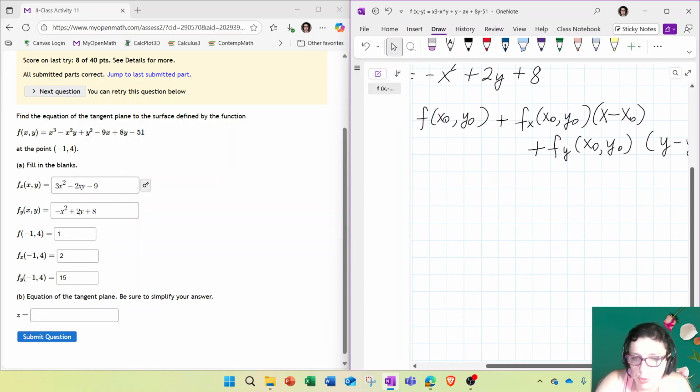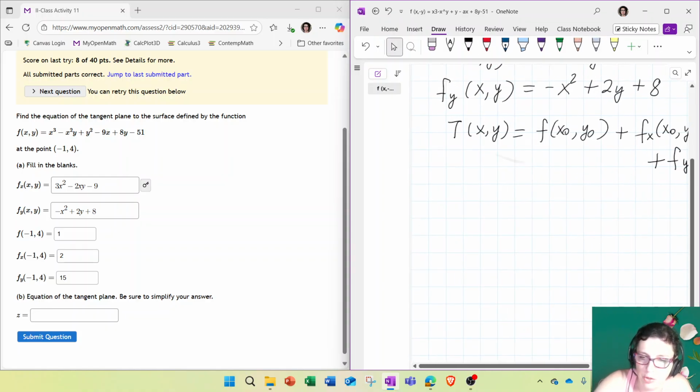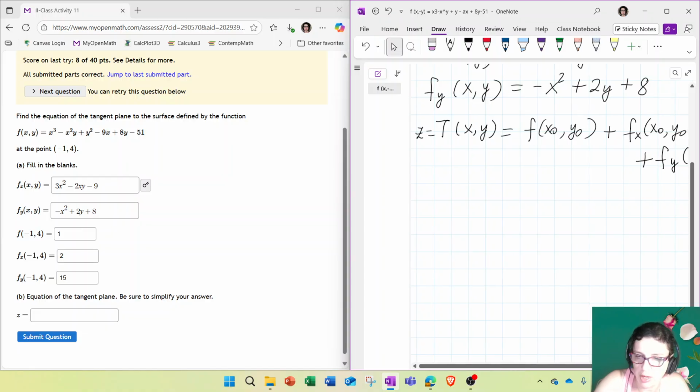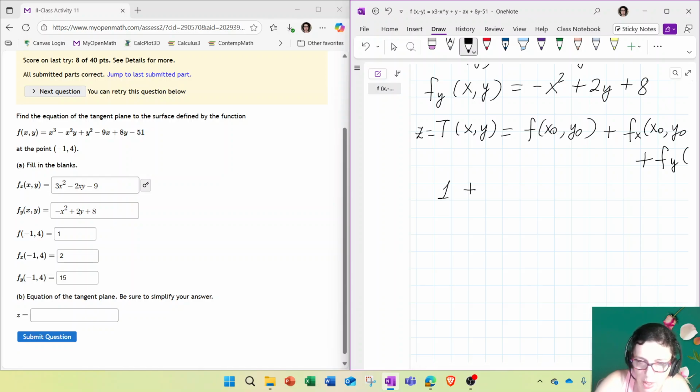And that's also equal to z. So you can say that this is z equals, okay? So this is like z equals that, all right? Because they have z here. Okay, so let's just substitute everything we know. Well, our x0, y0 is negative 1, 4. So we're going to say, okay, that's 1 plus fx, which is 2, times x minus x0, but x0 is negative 1, so we're subtracting negative 1, okay? Then it's going to be plus fy, and then we do y minus y0, which is 4.